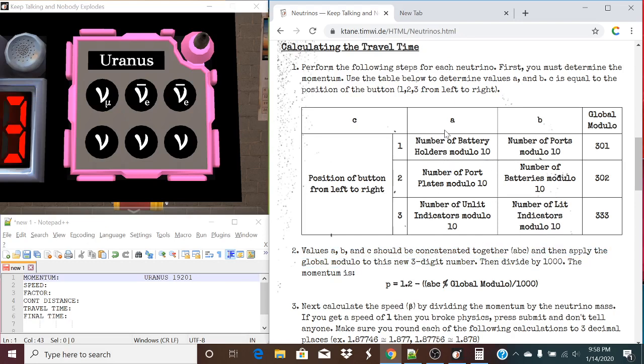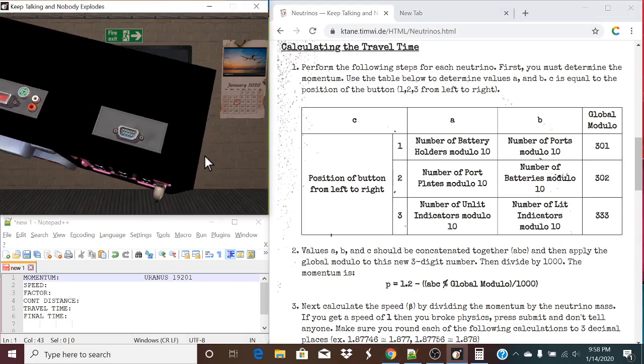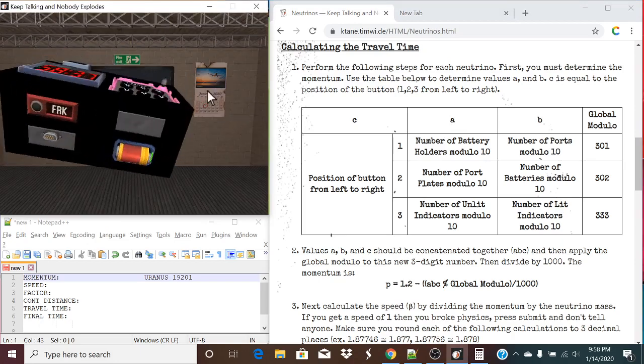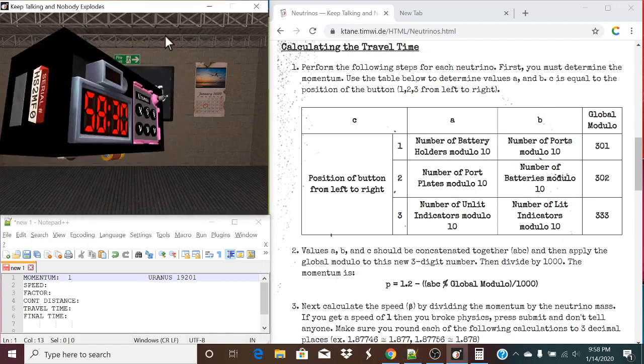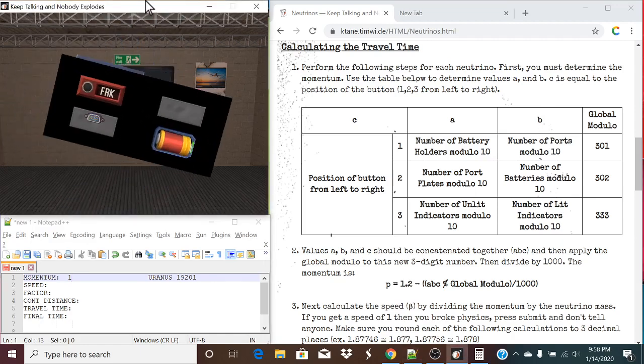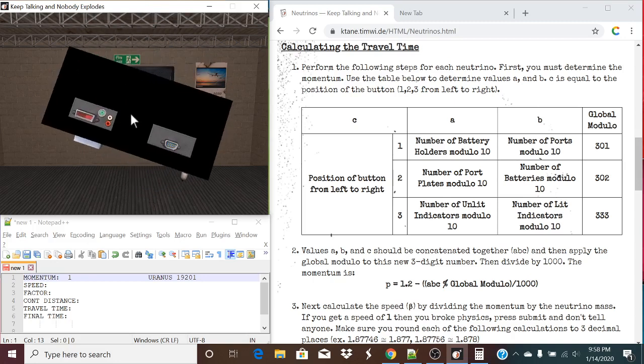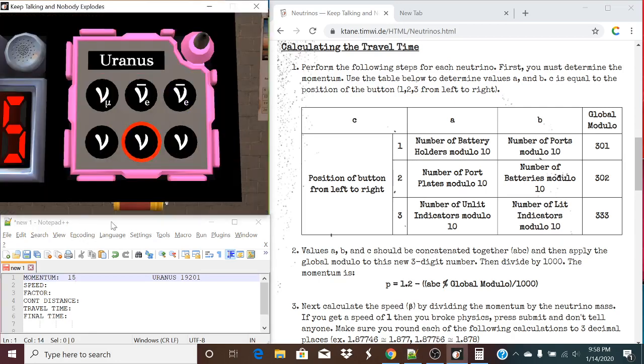Let's start off with that. So the alpha value for the first one is going to be the number of battery holders. In this case, that's a 1. The Bravo value for the first one is going to be the number of ports, modulo 10. We have 1, 2, 3, 4, 5. And the C value is just going to be equal to the position of the button from left to right. So in this case, we're looking at our first button. It's going to be a 1.